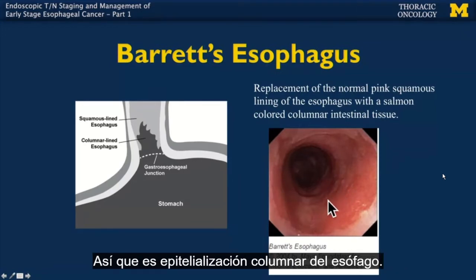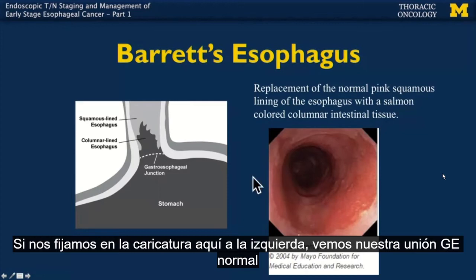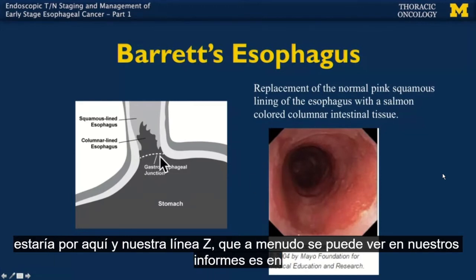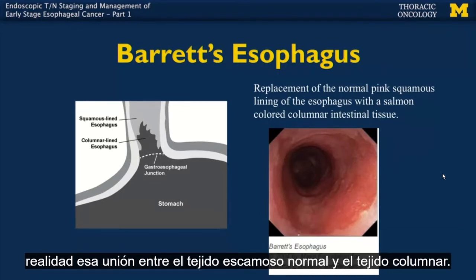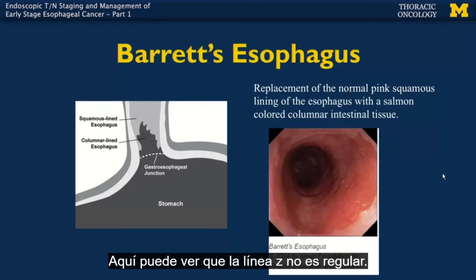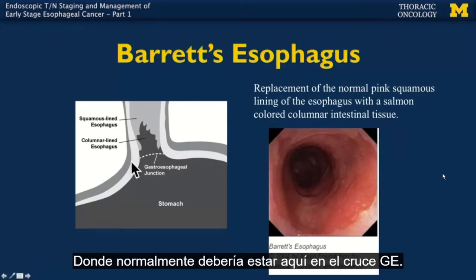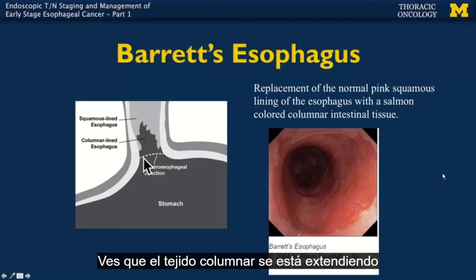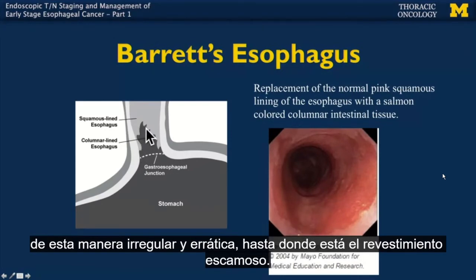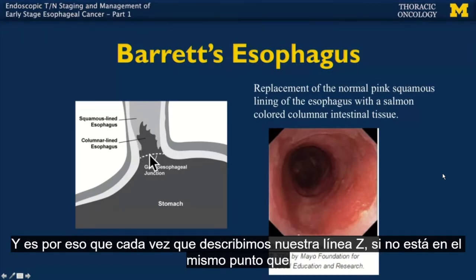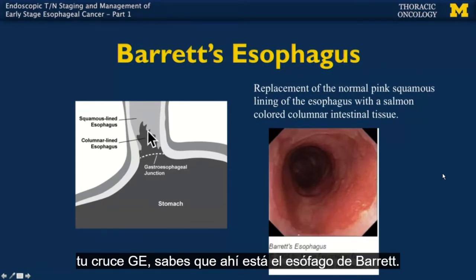If you look on the cartoon here on the left, you see our normal GE junction would be around here. And our Z line, which you can oftentimes see in our reports, is actually that junction between the normal squamous and the columnar tissue. Here you can see that the Z line is not regular, where it should normally be right here at the GE junction. You see the columnar tissue is now extending up in this irregular, sort of erratic fashion up into where the squamous lining is. And that's why whenever we describe our Z line, if it's not at the same point as your GE junction, you know that there's Barrett's esophagus there.